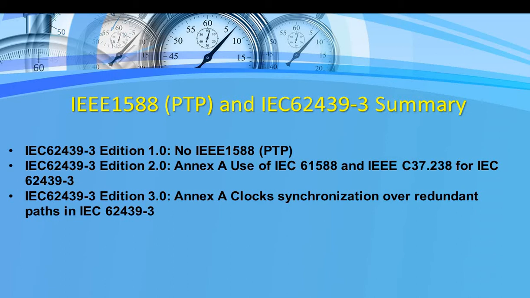IEC62439-3 has three different editions. Edition 1.0, there is no 1588 in it. Edition version 2 is the first time 1588 was introduced into the IEC62439-3 network. Edition 3.0 is the latest edition of IEC62439-3, which includes updated, improved 1588 implementation and requirements.